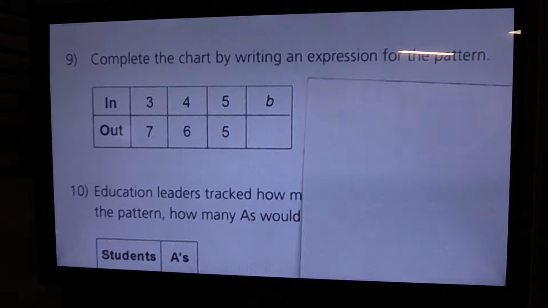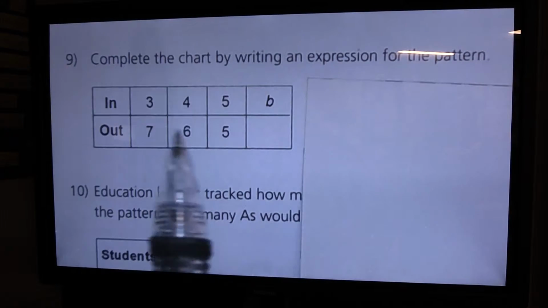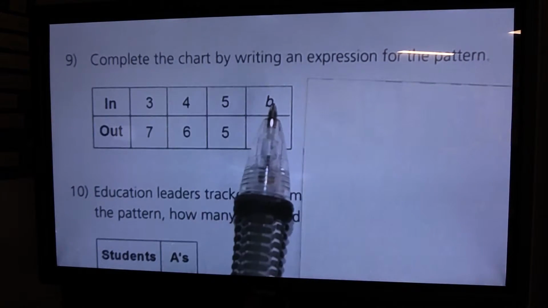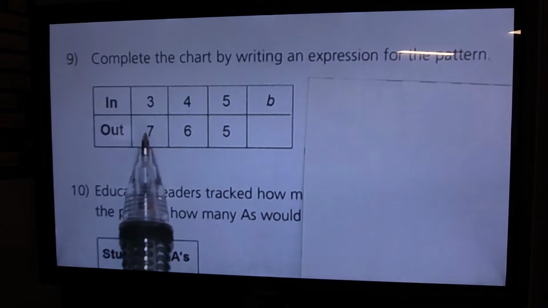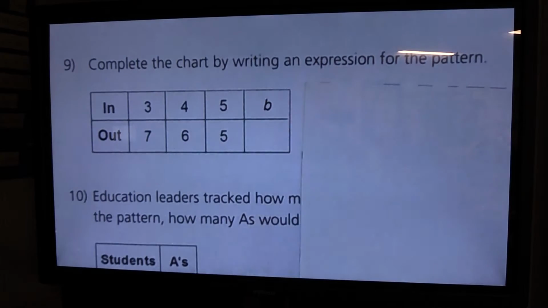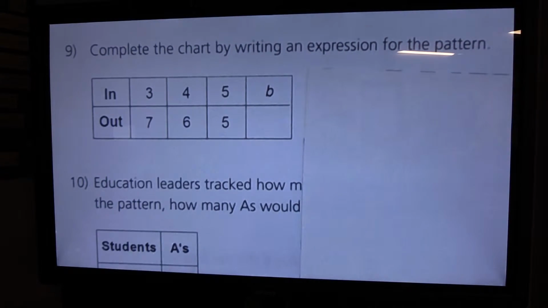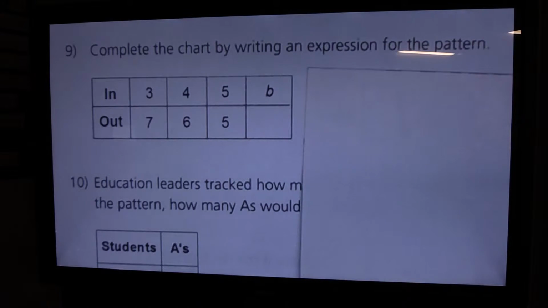Let's look at our in and our out and see if we can determine a relationship. I notice right off the bat that we have 3, 4, 5, and then a variable b. Then we have 7, 6, 5. Now, some kids could look at that and say, well, this goes up 1, and this goes down 1. But there's another relationship that jumps out at me. Now, this all comes from number sense. If you have a really good, strong number sense, you can see relationships just like that. And I see it here.